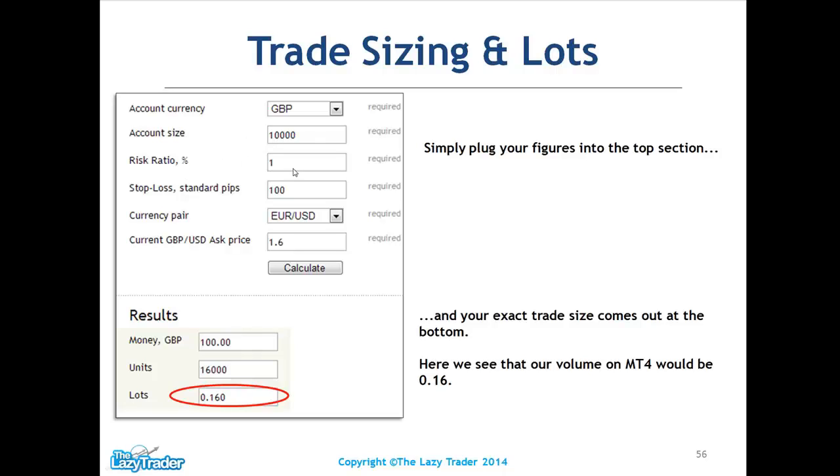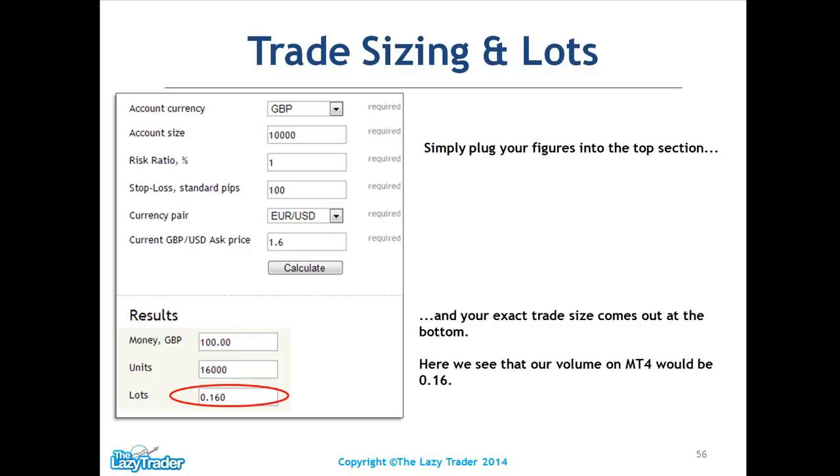Risk ratio, so in other words, how much of your account are you going to risk on any particular trade? A lot of people like to trade with a 1% risk. Some people shrink that to 0.5. Some people go for 2 or 3% risk on their trade. You need to tell this calculator how much of your account you are going to risk on this particular trade.